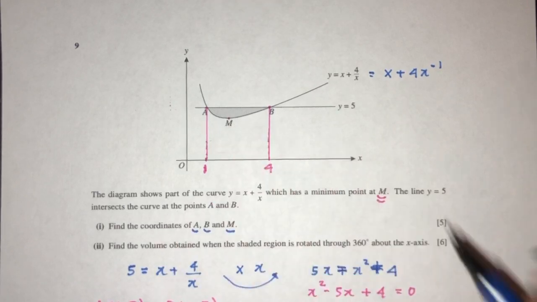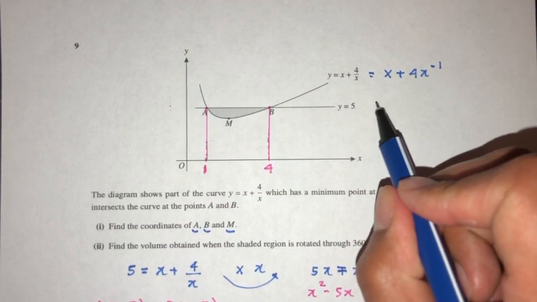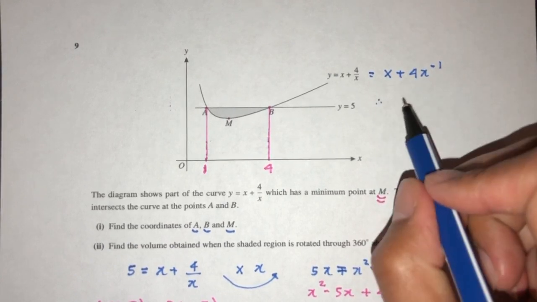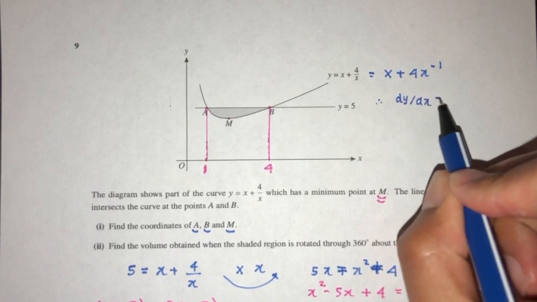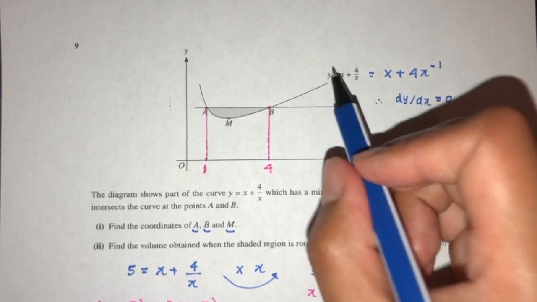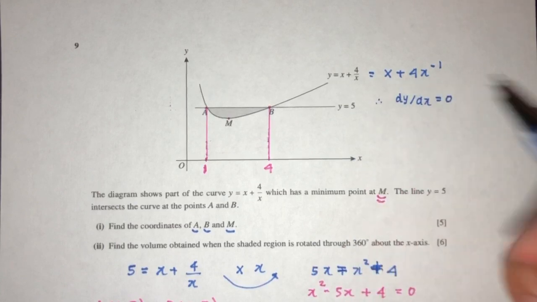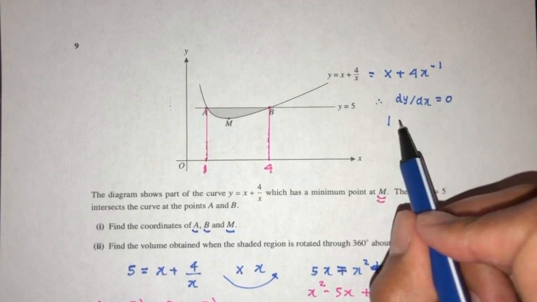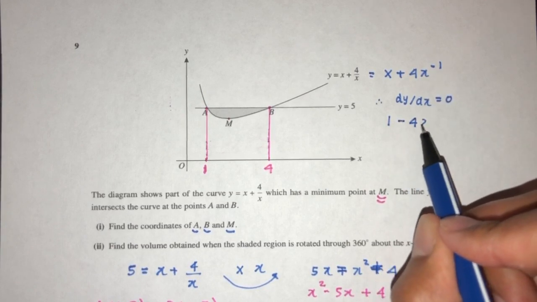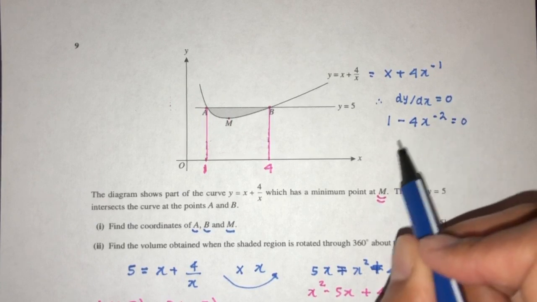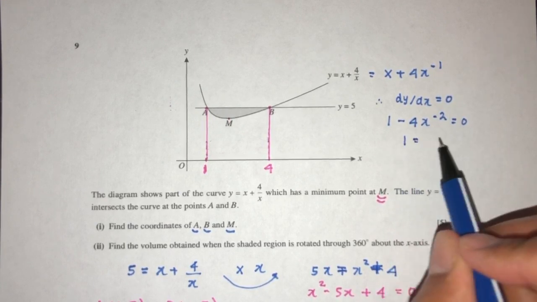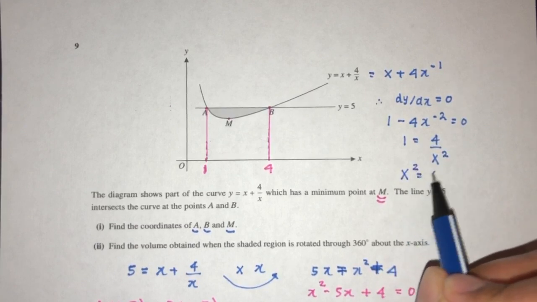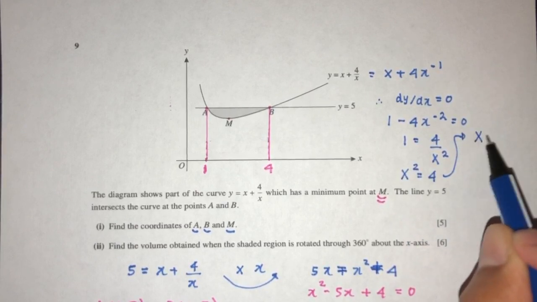M is this one. So to find M, we have to look at what? Because we know M is a minimum point, and we know that at the stationary point, dy by dx has to be 0. So let's solve that. You will have, using this form, it's easier. That will be 1, and then first multiply by the power, then minus 1 to the power. Then we can rewrite this, send this over here, as 1 equals 4 over x squared. That should be, x squared should be 4, and from this, x should be the value of 2.